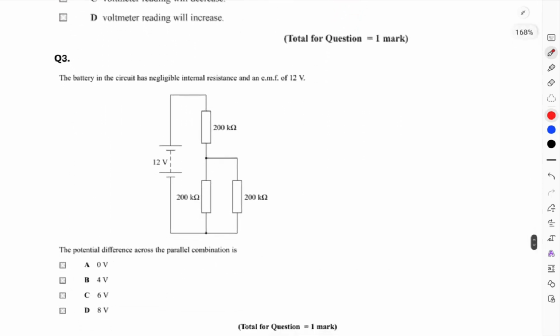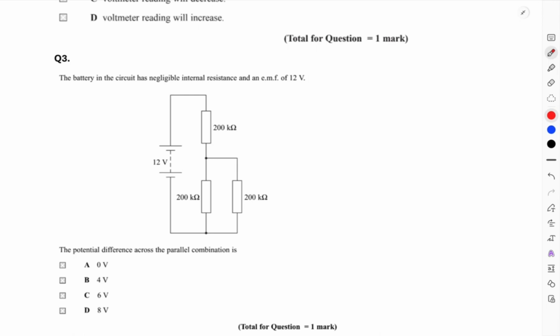Then over here we have similar kind of maths. The battery in the circuit has negligible internal resistance and the total EMF is 12. The potential difference across the parallel combination is... okay, to identify the potential difference across the parallel combination, we have to find out the total resistance for this parallel combination.